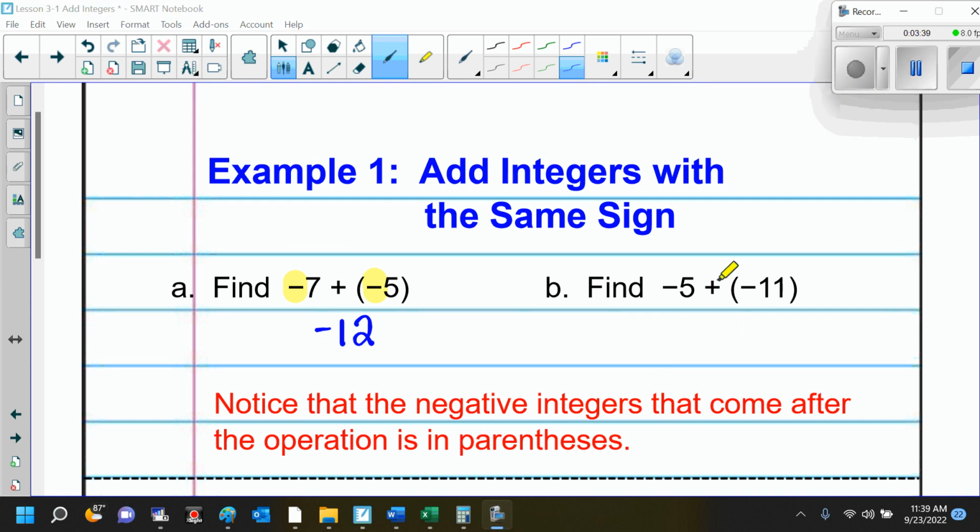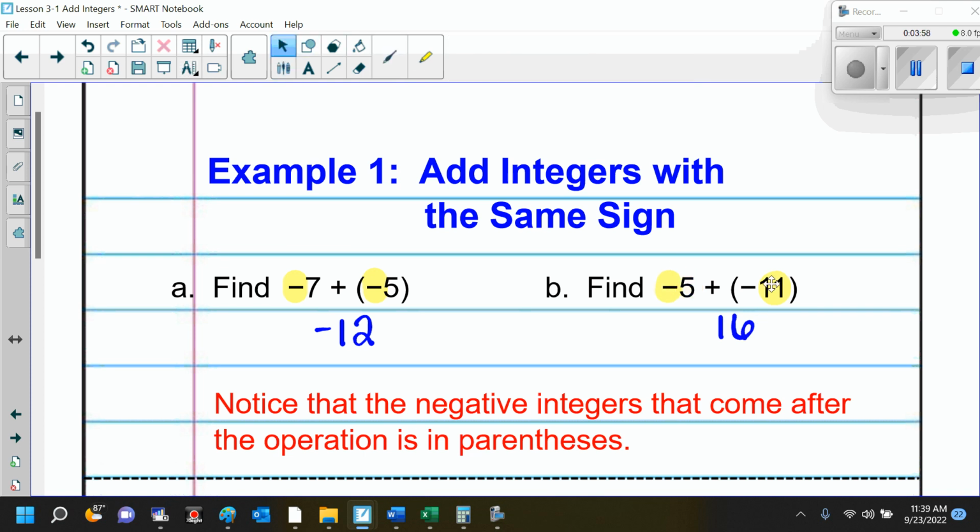So here we have a negative 5 plus a negative 11. And again, what am I going to do with those digits? You're just going to add them. So 5 plus 11 is 16. And again, because they are both negative, my answer is going to be negative 16. Is everybody clear? Yeah.